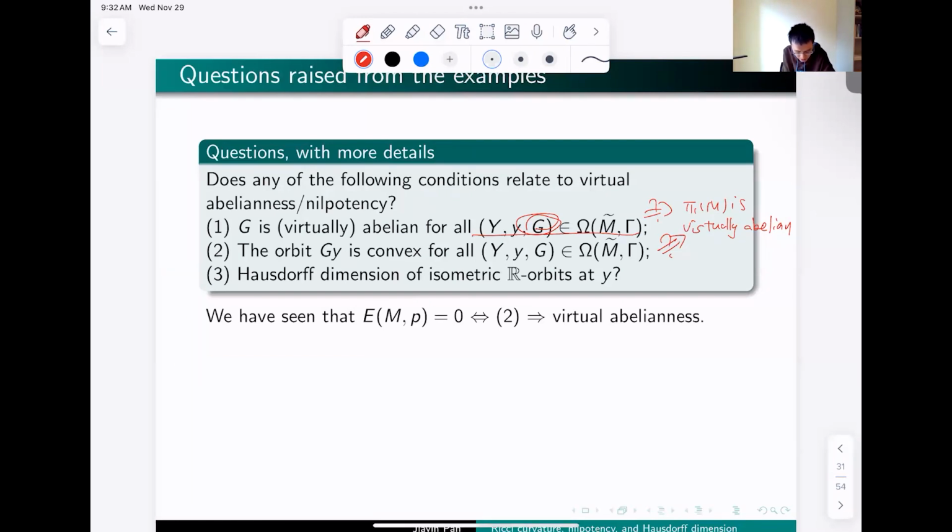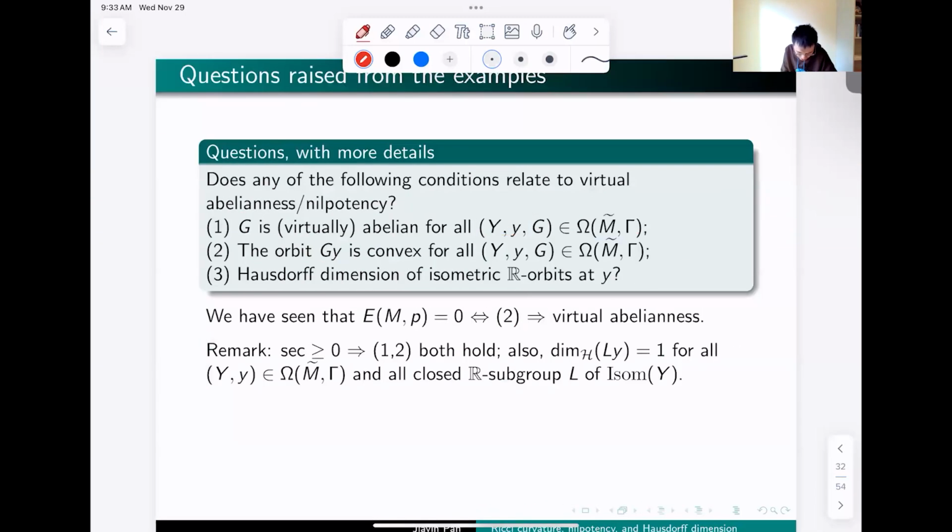And actually, the answer we've already seen is yes, because escape rate being zero is equivalent to saying that all the limit orbits are convex, and that tells you it's virtually abelian eventually. Now, the third thing: is the Hausdorff dimension of an isometric R orbit in Y somehow related to the nilpotency step?